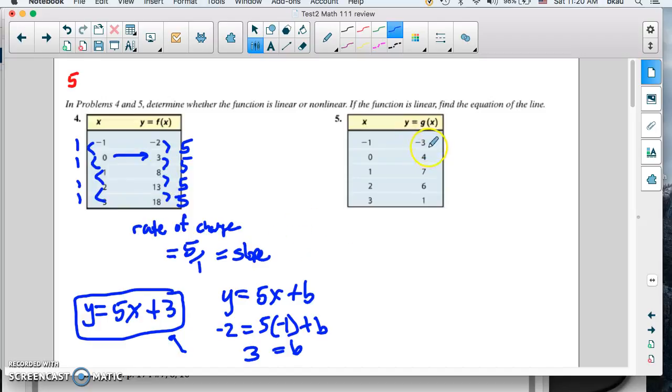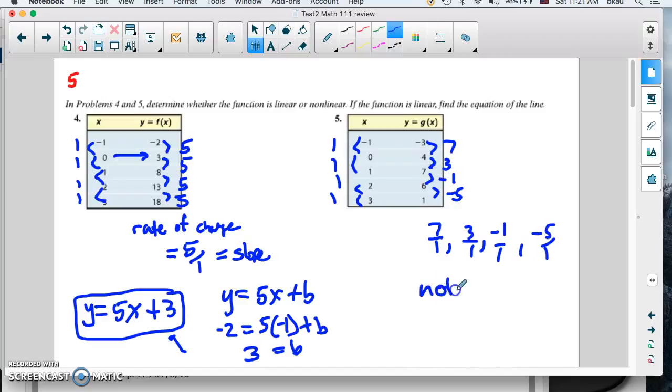All right, so let's look at number 5 here. The change here is 7. The change here is 3. The change here is -1, and the change here is -5. Change here is 1. Change here is 1. Change here is 1. Change here is 1. So the first one has a slope of 7 over 1. Then the next one has a slope of 3 over 1. And the next one has a slope of -1 over 1. And the last one has a -5 over 1. So this is not linear, because each time we want the slope to be the same ratio. In this case over here it was, here it's not.